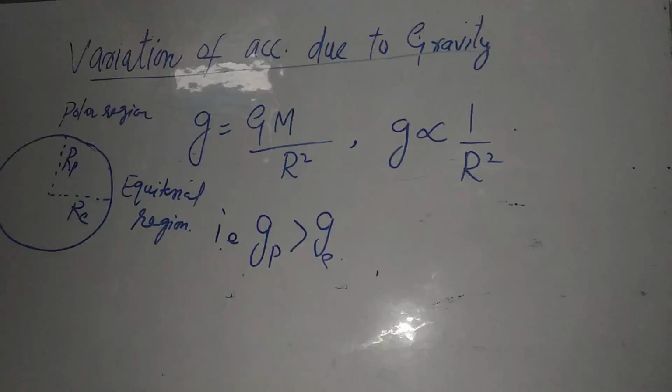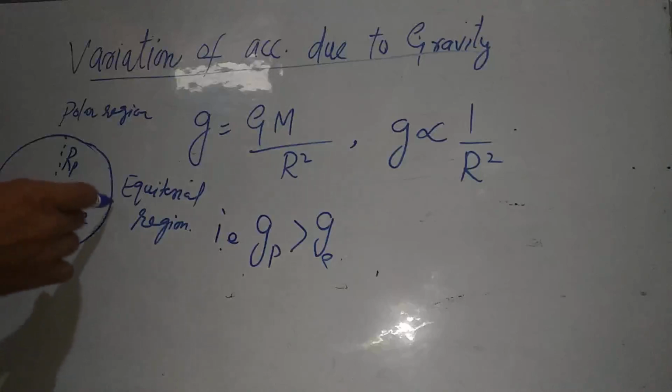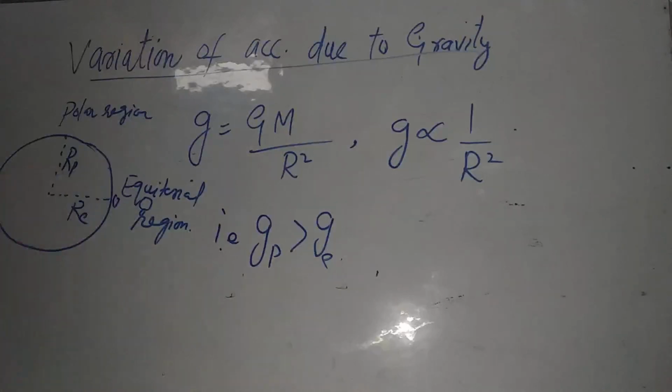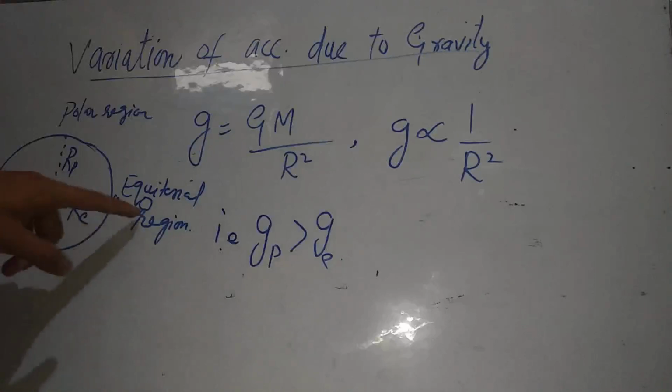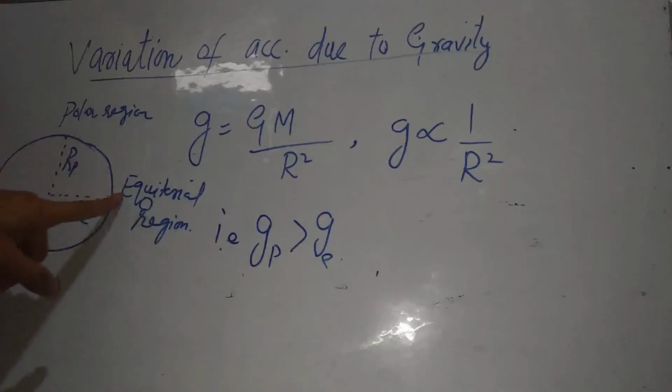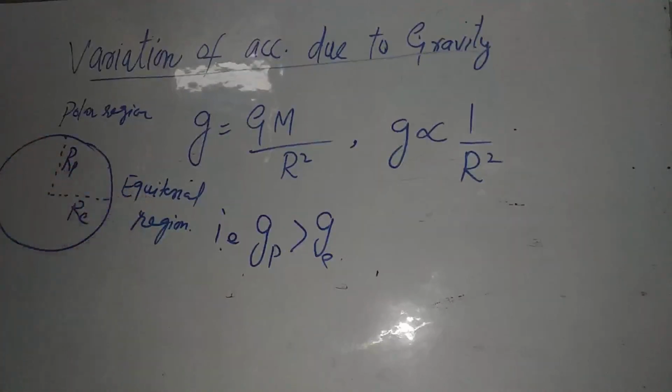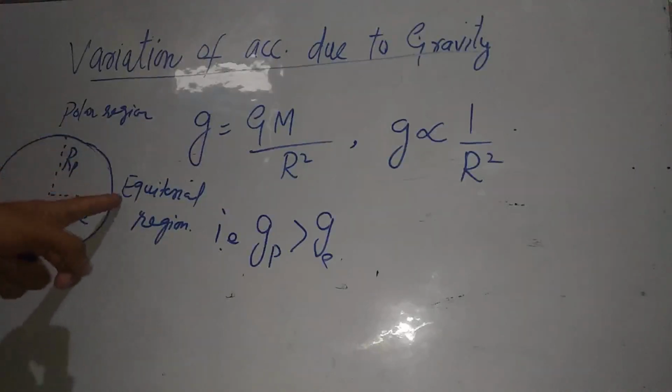So we can say the value of g varies as we move away from the surface of the Earth. It is maximum at the surface of the Earth. If we move away from the Earth's surface, for example, if the object is here, the radius will also increase. If the object is here, the radius will further increase. So the acceleration due to gravity will decrease. As the radius increases, the acceleration due to gravity decreases. It is maximum when the object is at polar regions, and it is minimum when the object is at equatorial regions.